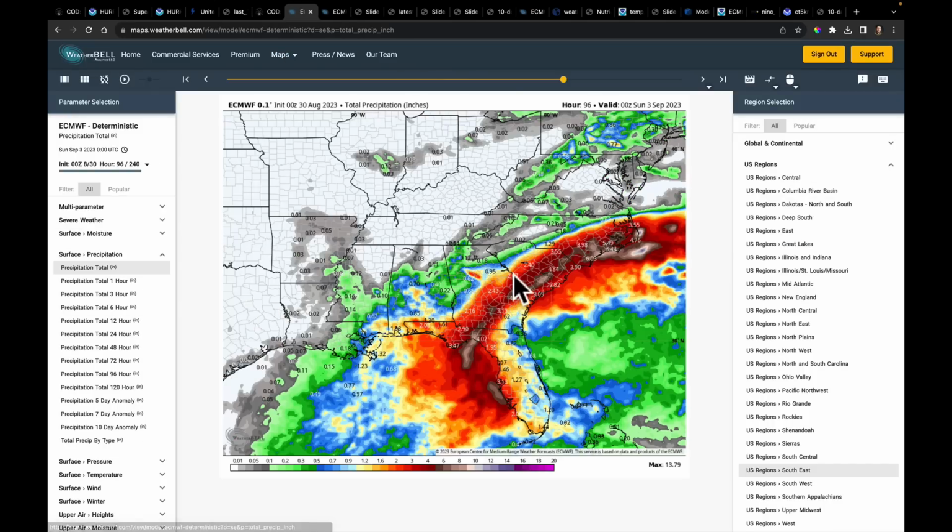To compare that to the latest European model run, it's very close to the same regions, although the European run is wetter in this part of South Carolina. Just take note because that was an area that was a bit drier in the last few days. But the rainfall totals are similar. A lot of 4 to 8 inch rainfall totals coming through this area.